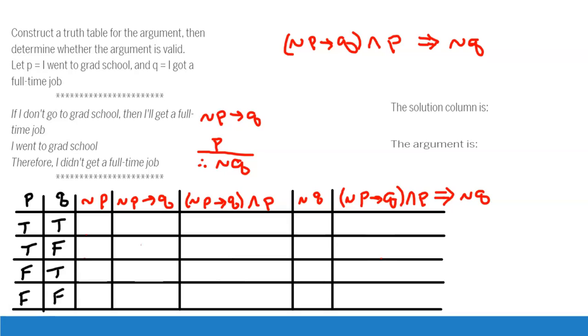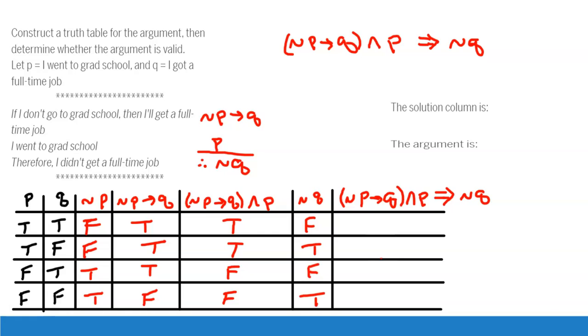In our first column, not P is just the opposite of P. Our next column, if not P, then Q, is only false when not P is true and Q is false. So that gives us true, true, true, and false. Our next column puts our two premises together with the and. So we have true, true, false, and false. Our next column is the negation of Q, which is false, true, false, true.